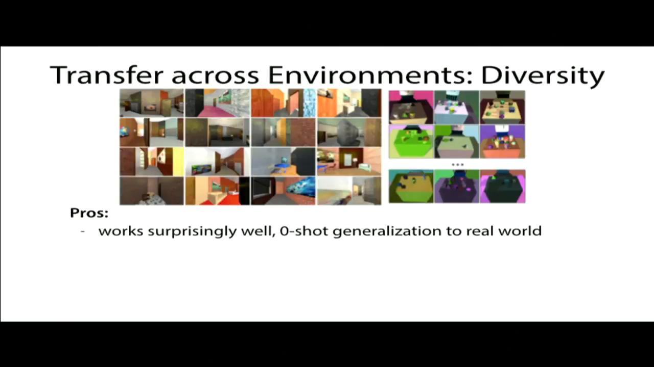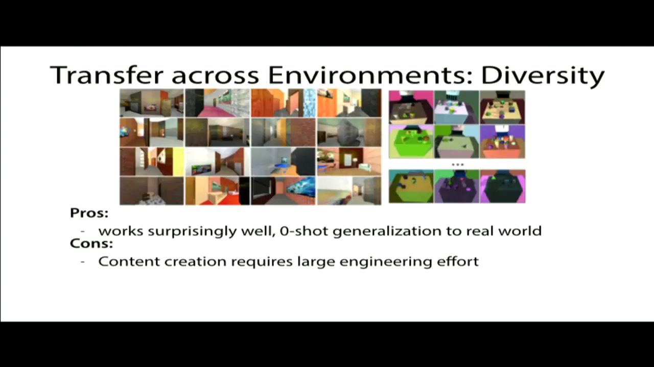So the benefits of just training in simulation with a lot of diversity is that it works surprisingly well. You can get zero-shot generalization to the real world without actually seeing any images in the real world. The limitation is that, first, content creation in simulation requires a large engineering effort. You can do this with textures and with geometries fairly easily, but if you want to do this with many different tasks or many different environments, it can become a larger and larger engineering effort the more diversity that you want.